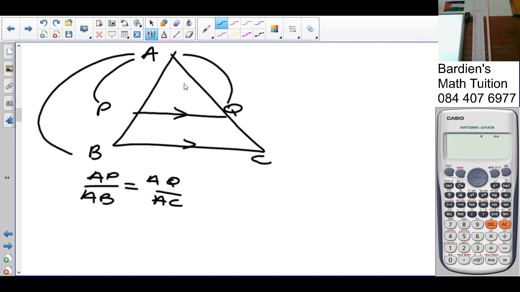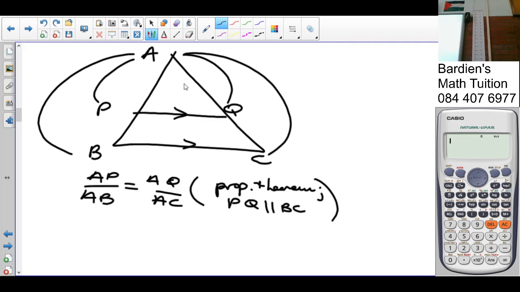If we use this rule, this proportionality theorem, we write "prop theorem", and importantly you must say that PQ is parallel to BC. Very, very important to say. All the variations are also true, which means to say that AB over AP is equal to AC over AQ. And we can interchange this as needed.